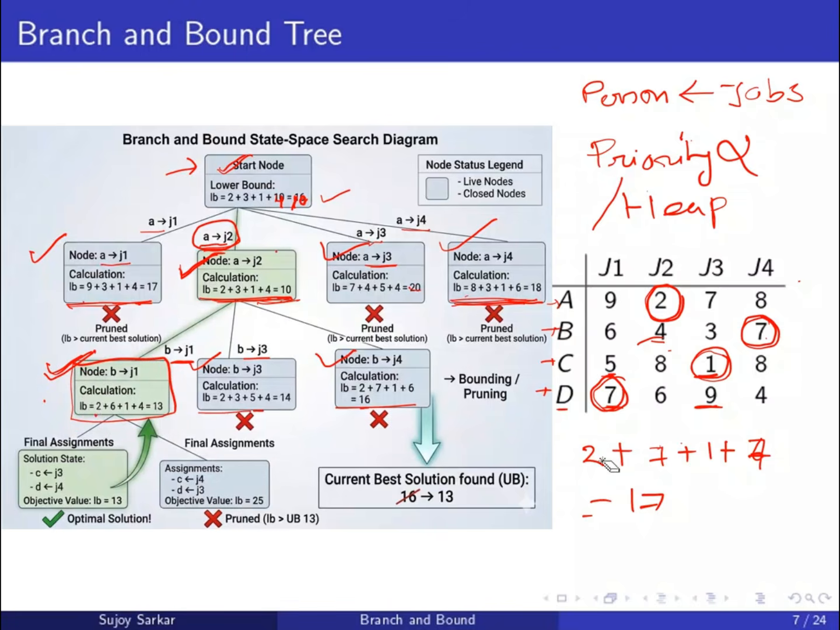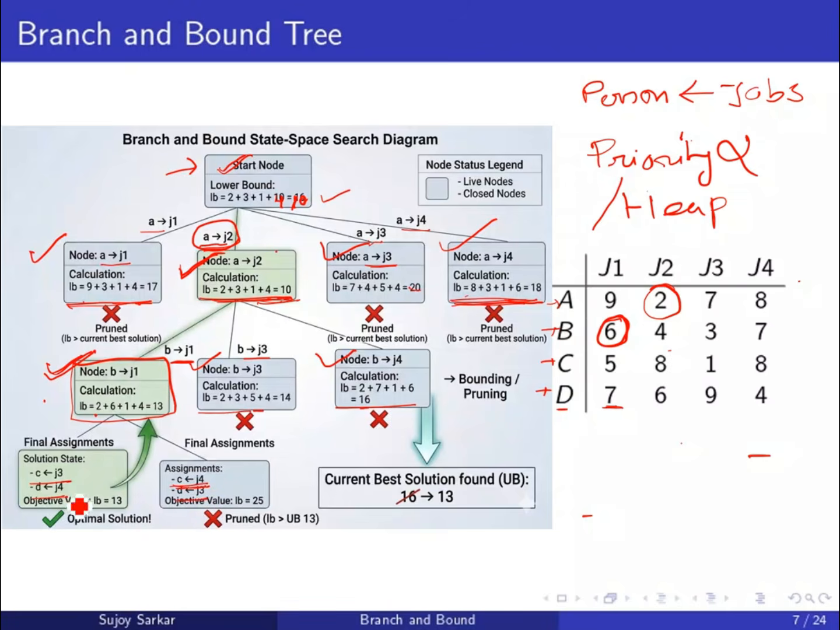So from this node, how many children can we generate? This node means A is already assigned, B is already assigned. The next level represents C. A is assigned with job 2, B is assigned with job 1. So C has two options, either job 3 or job 4, right? So we'll do that, C job 3, C job 4. If C is assigned job 3, D will be left with job 4. And if C is assigned job 4, D will be left with job 3, right?